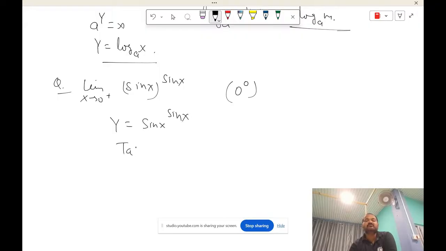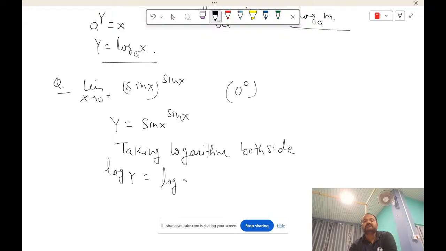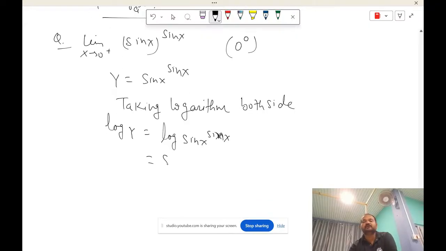Now taking logarithm on both sides. If I take the logarithm on both sides, it will become log y, and this one will become log of sin x to the power sin x. We will use the properties of the logarithm. So sin x will come outside: sin x into log of sin x. This can be written as log of sin x divided by 1 by sin x, which is cosec x.